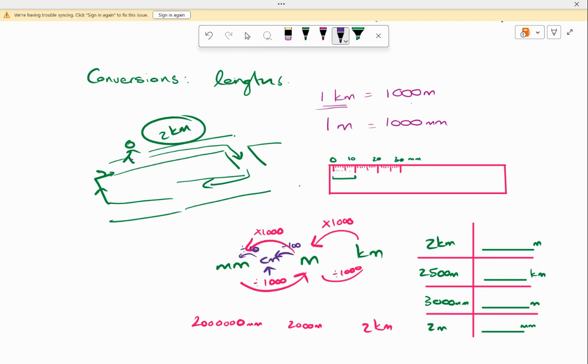So 2 kilometers to meters is times 1,000, so 2,000. Meters to kilometers, divide by 1,000, so 2.5 kilometers. 3,000 millimeters to meters is divided by 1,000, so it comes to 3 meters. And then 2 meters into millimeters is times 1,000, so 2,000 millimeters. All right, and that's conversion of lengths.